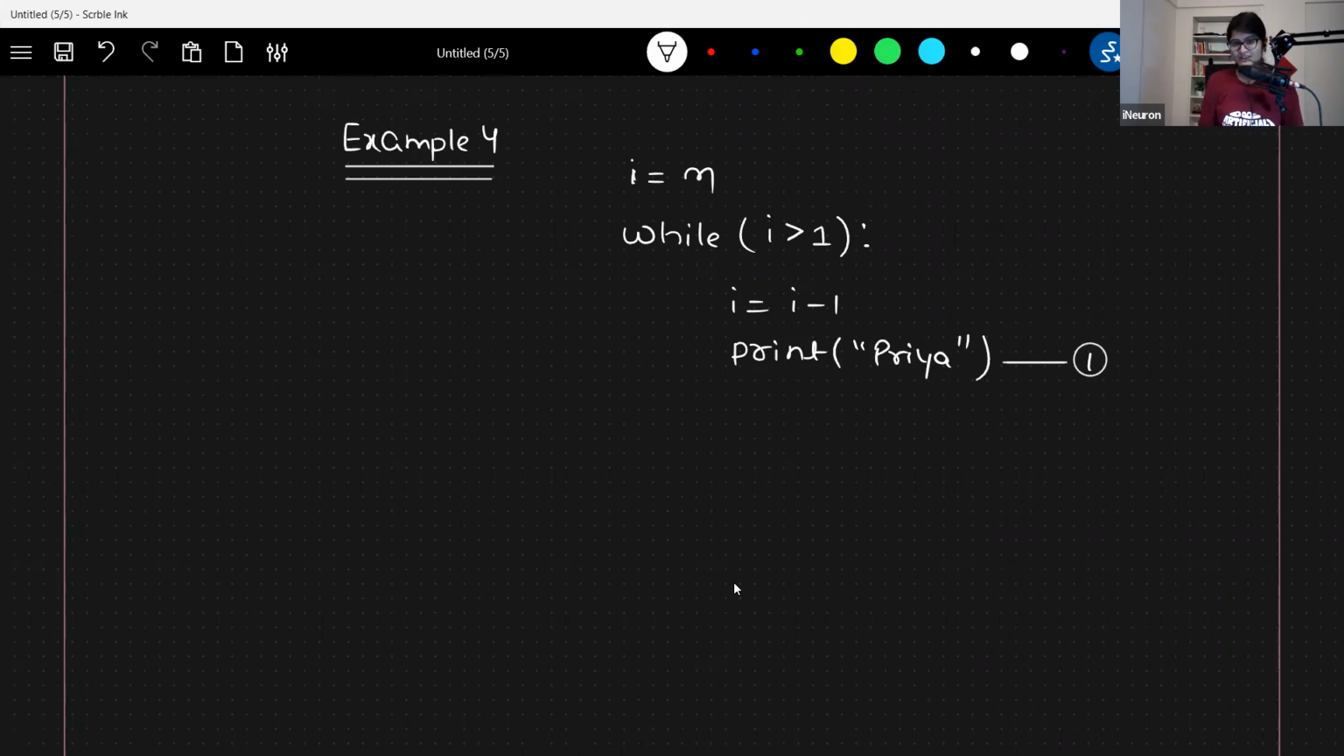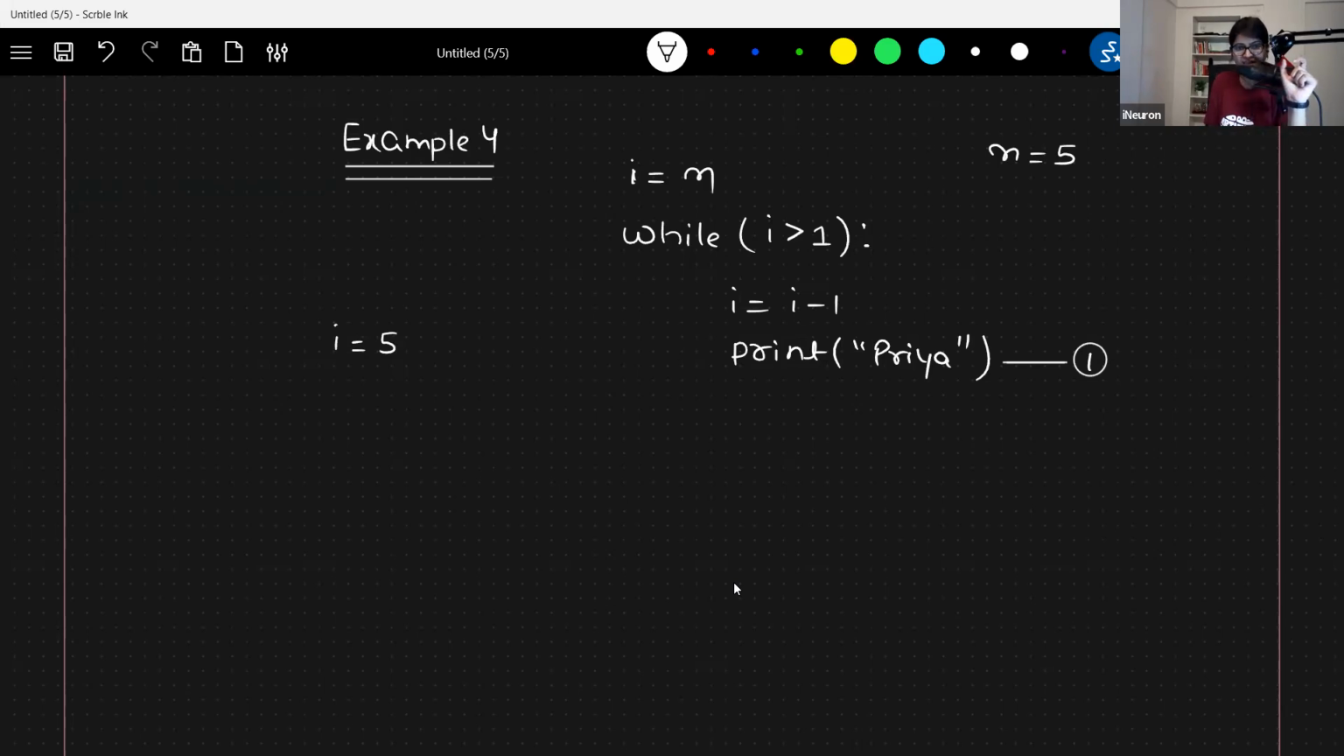Whenever you are doubtful about anything, take some small example. That is what I will do in every session while explaining to you all. Someone is saying infinite. How is infinite coming into the picture? Take the value of n as maybe 5. So the value of I is equal to 5. 5 is greater than 1.